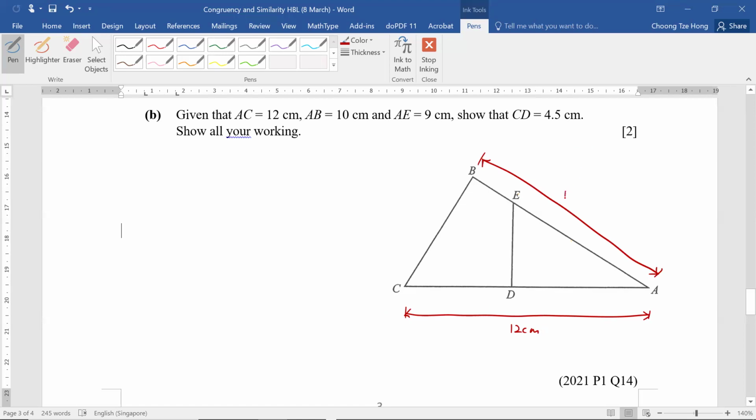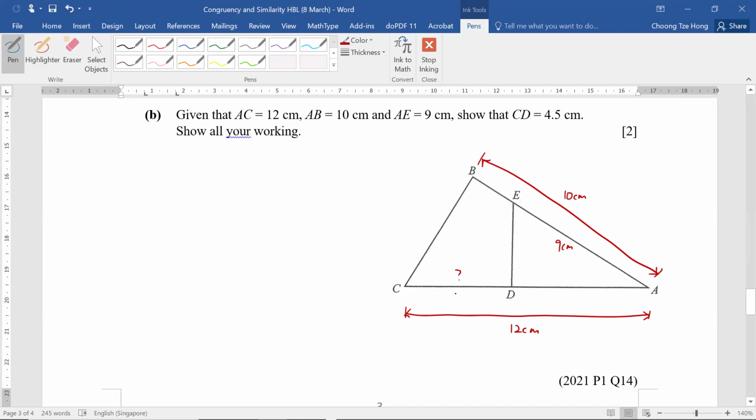Okay, so AB is 10. Then AE is 9, so over here is 9 cm. So AE is a length in the smaller triangle. They want us to show that CD is 4.5. So in other words, actually they are asking you to find CD.